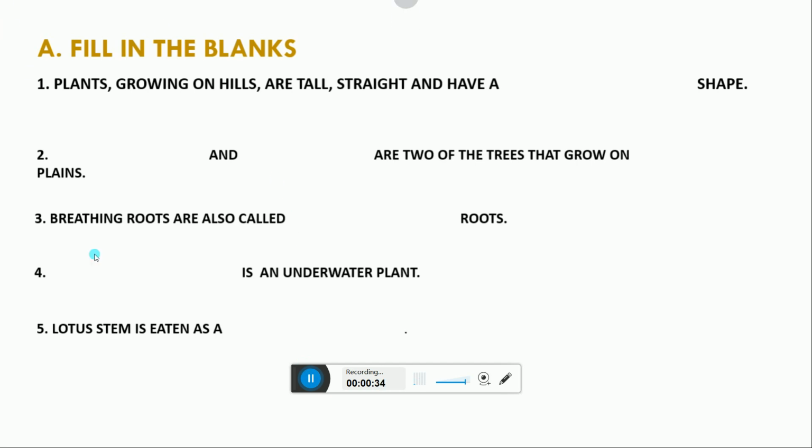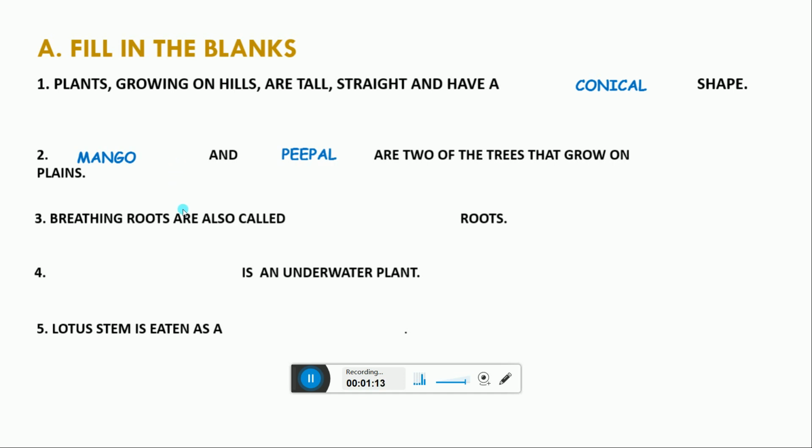The first one is plants growing on hills are tall, straight and have a dash shape. As you all know, the plants which generally grow in hilly areas have a conical shape. The next one is dash and dash are two of the trees that grow on plains. So there are several trees like peepal, banyan, mango, shal, sesame. So the answer is mango and the peepal.